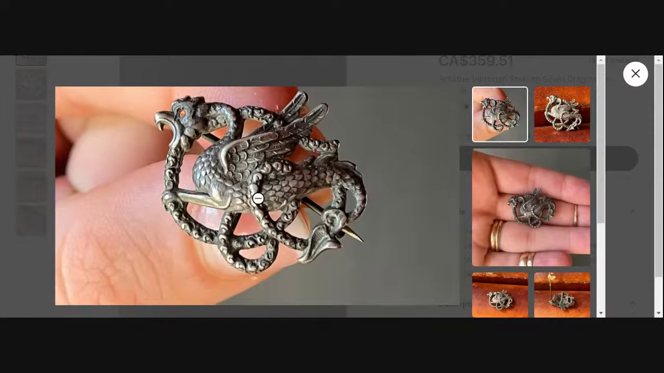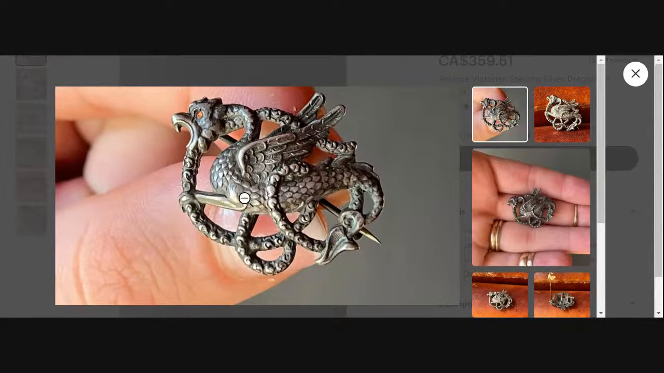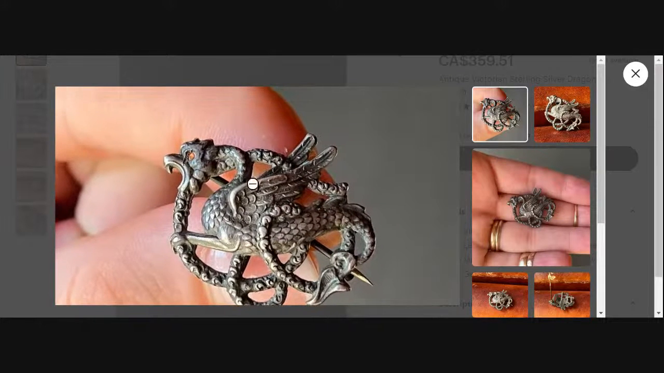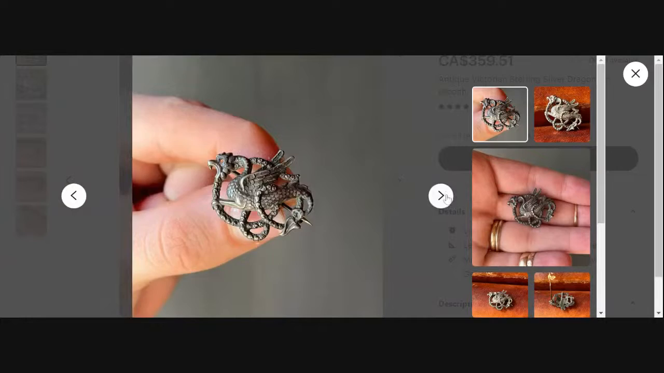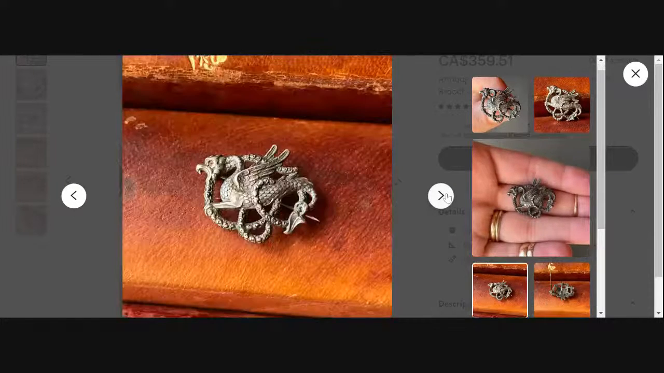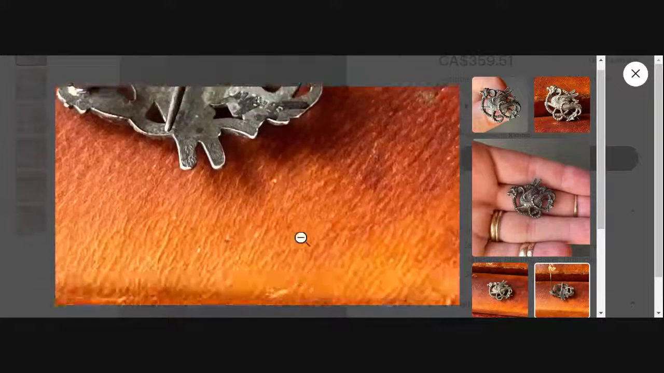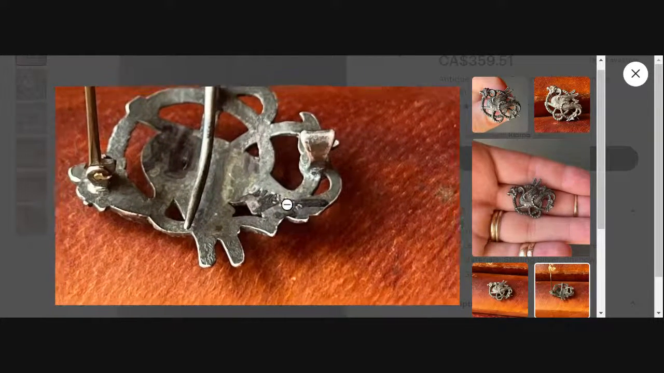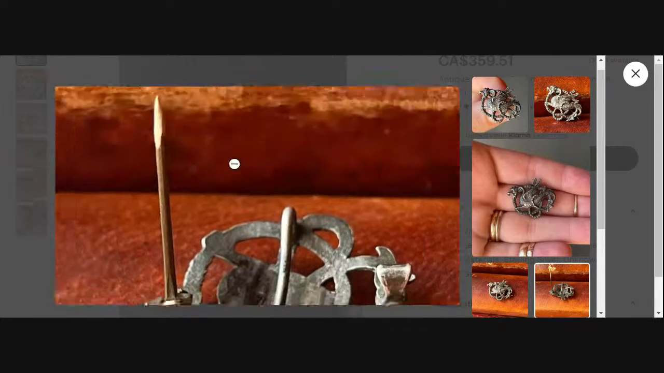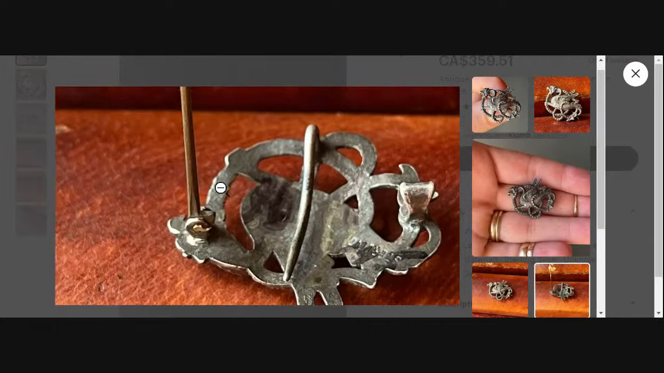Okay, let's zoom in. Look at those details on our dragon here. Looks like he has feathers as well as scales. I'm going to keep clicking. I want to see the back, because I do think I see some marks. It looks like it says sterling. Now, this is not a classic T, so it's a little bit later.